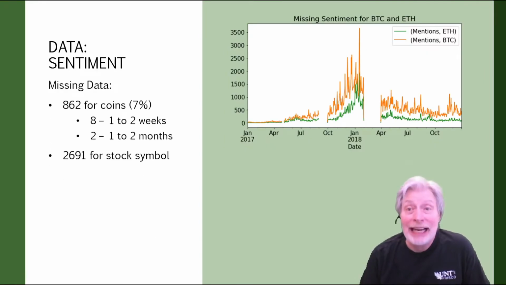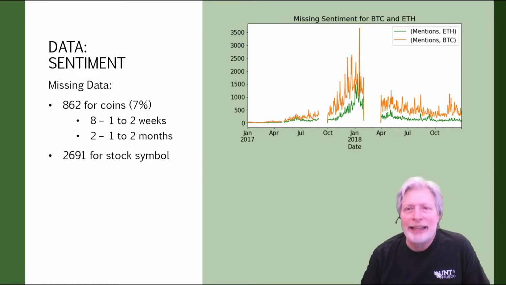For sentiment data, I had 862 missing observations due to database gaps or collection issues that accounted for about 7% of my data. About 8 of those were 1 to 2 weeks in length, but there were 2 of them that were 1 to 2 months in length. And you can see on the right-hand graph the impact of those 2 major gaps. To address those, we did a simple interpolation technique to fill.